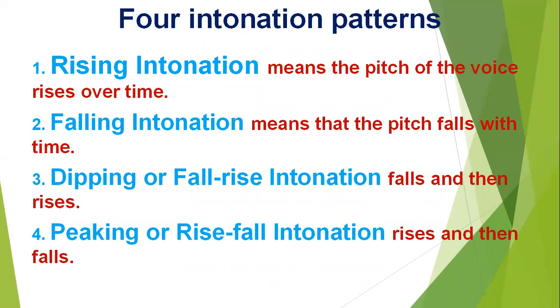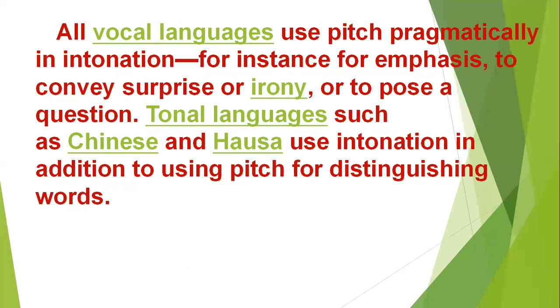And then dipping or fall-rise intonation: it falls and then rises. So you have the symbol of the falling and the rising, that's two arrows. And then peaking or rise-fall intonation: it rises and then falls. Next, take note that all vocal languages use pitch pragmatically in intonation, for instance, for emphasis, to convey surprise or irony, or to pose a question. Tonal languages such as Chinese and Hausa use intonation in addition to using pitch for distinguishing words.